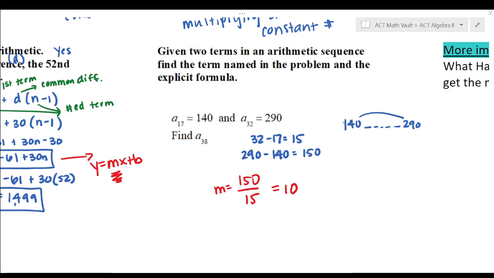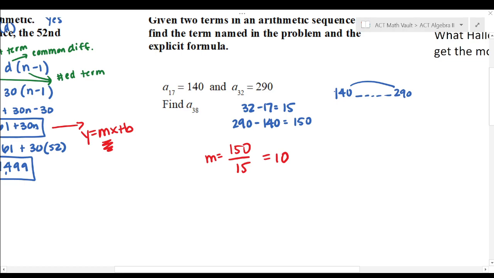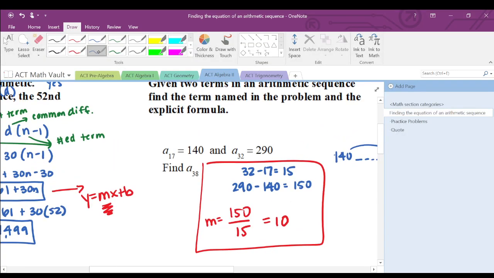So I want you to think of all of those jumps, the number of jumps, and the space between that 140 and 290 as like your x's and y's and slope. So that's usually the first step here: you compute the rate at which the numbers are changing, literally the rate of change, which is slope. And then we can use that to find the first term and then eventually find the 38th term. So step one is what we've already done, finding that slope.